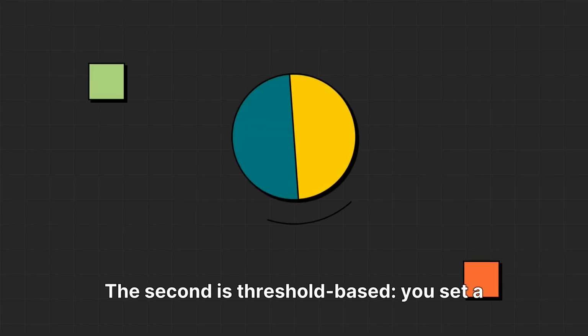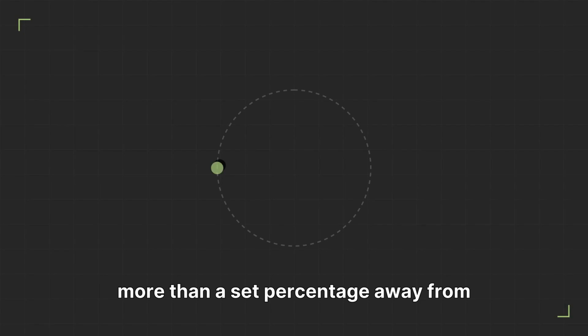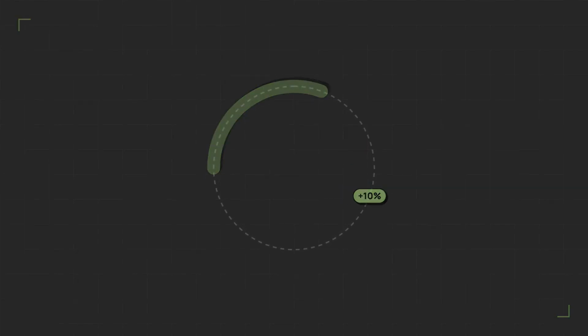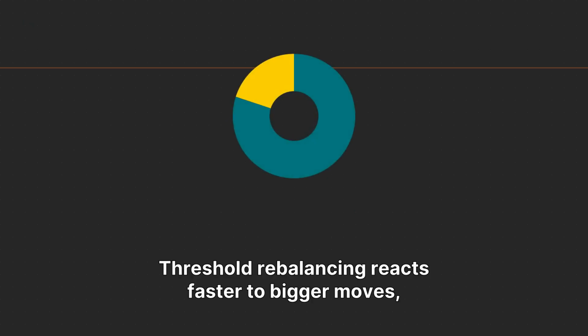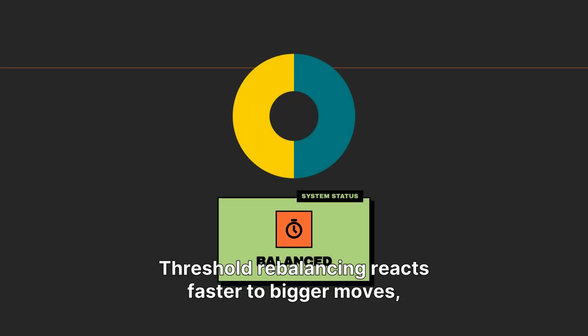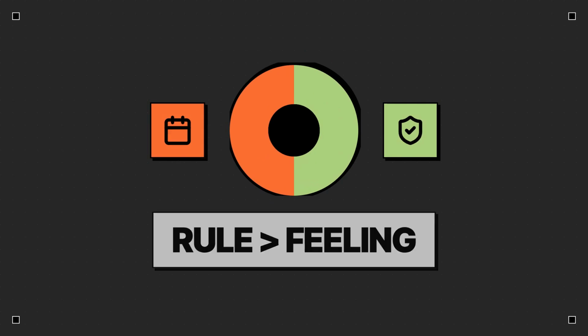The second is threshold-based. You set a rule, like rebalance if any asset moves more than a set percentage away from its target, and you act only when that line is crossed. Threshold rebalancing reacts faster to bigger moves, but checks the numbers more often. Either way, the point is the same. A rule decides, not a feeling.